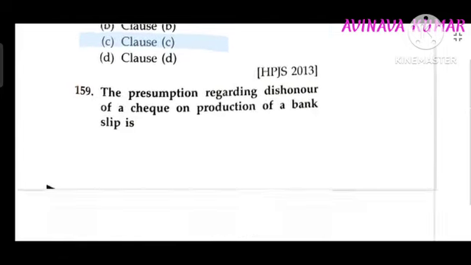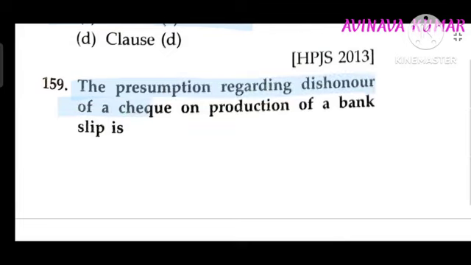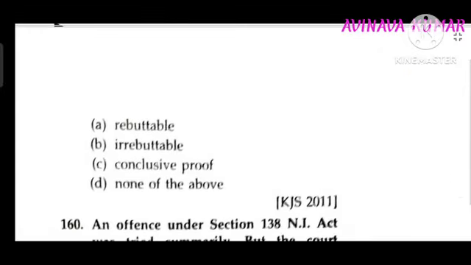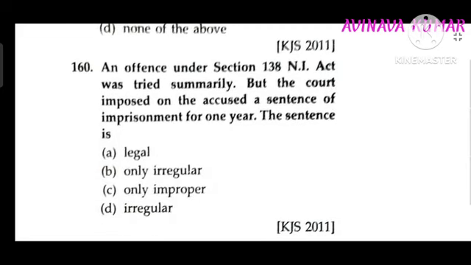Clause C. The presumption regarding the dishonor of check on production of a bank slip is rebuttable. An offence under Section 138 of NIA was tried summarily, but court imposed on the accused a sentence of imprisonment for 1 year. The sentence is legal.